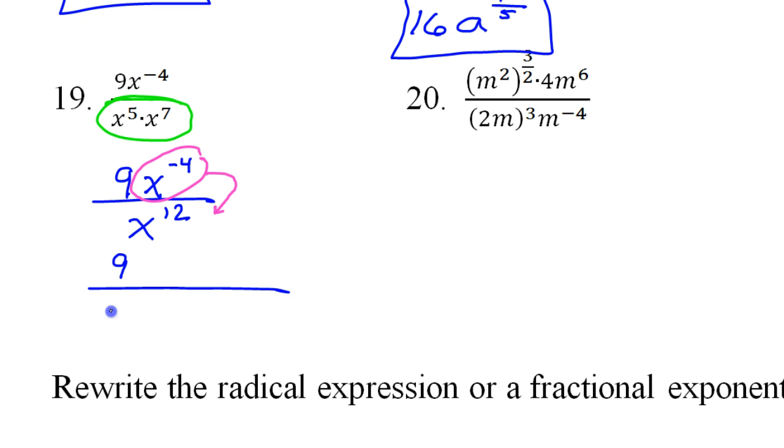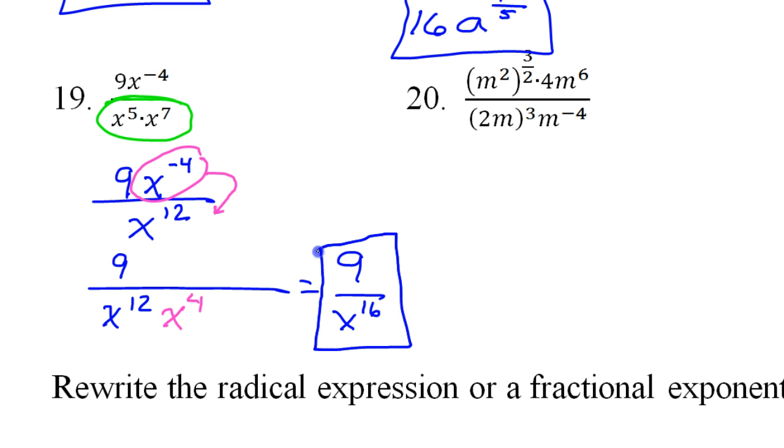So the 9 and the x to the 12th power are not going anywhere. But the x to the negative 4th power is going to drop down to the denominator and become x to the positive 4th power. And then we're back to just adding these exponents when you multiply. So that's why this is going to give me 9 over x to the 16th power. So that would be my final answer for number 19.